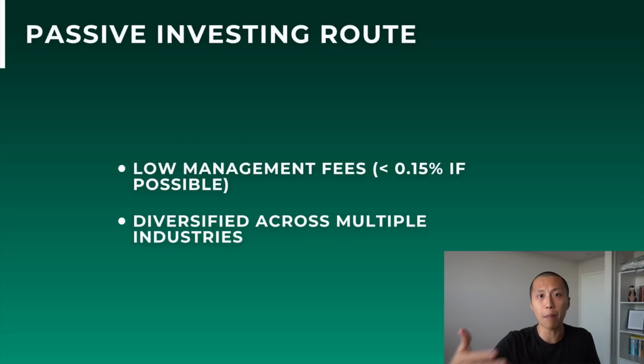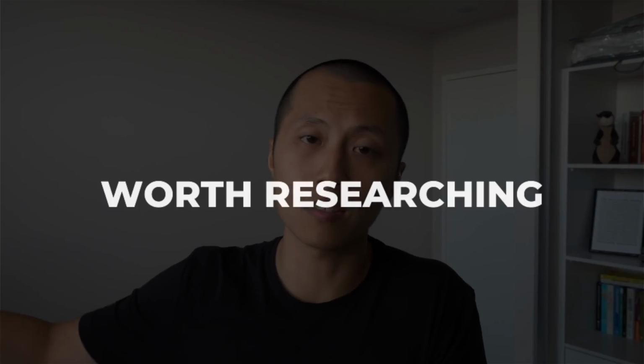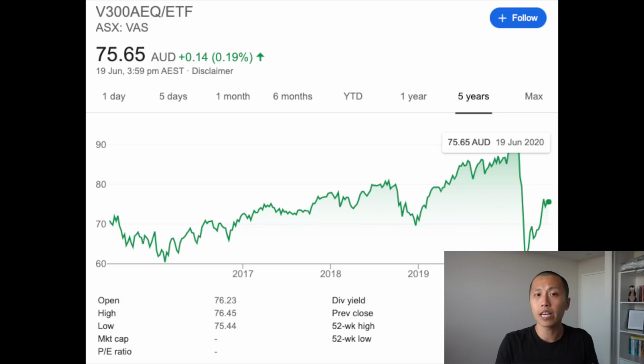If you want to go down the passive investing route, I recommend looking at ETFs or LICs with really low management fees and a well-diversified portfolio across multiple industries. And low management fees as in lower than 0.15% if possible. To help you get started, here are a couple of ETFs and LICs that are worth researching. VAS is a classic Vanguard exchange traded fund that tracks the top 300 companies in Australia, and their management fees are 0.10%, which is quite low.